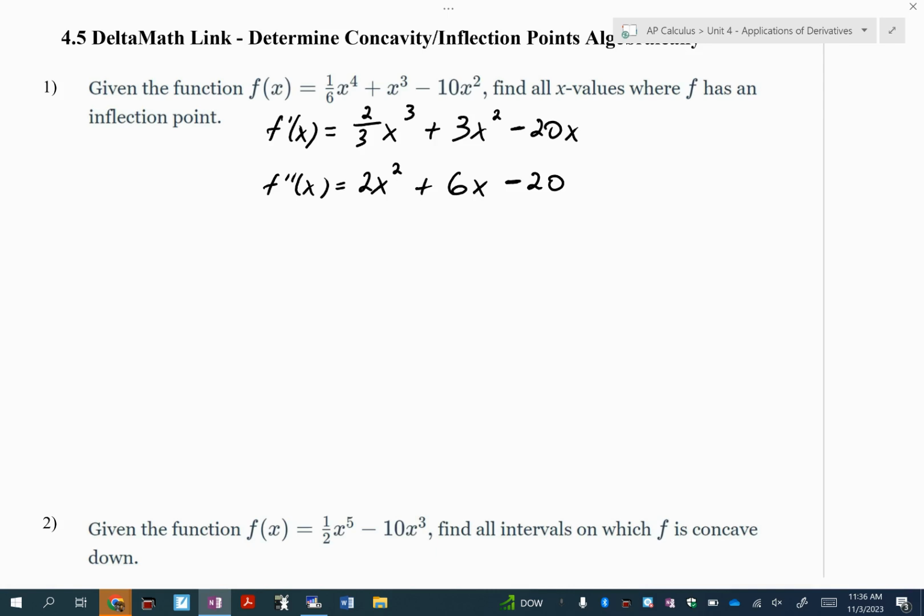I want to find critical points, right? Critical points, this is where your function, in this case your second derivative, is equal to 0 or undefined. Again, this is a polynomial, so I don't have to worry about undefined, but that's where the interesting stuff could happen. So set it equal to 0. Can I factor anything out? 2, let's take out the 2. x squared plus 3x minus 10.